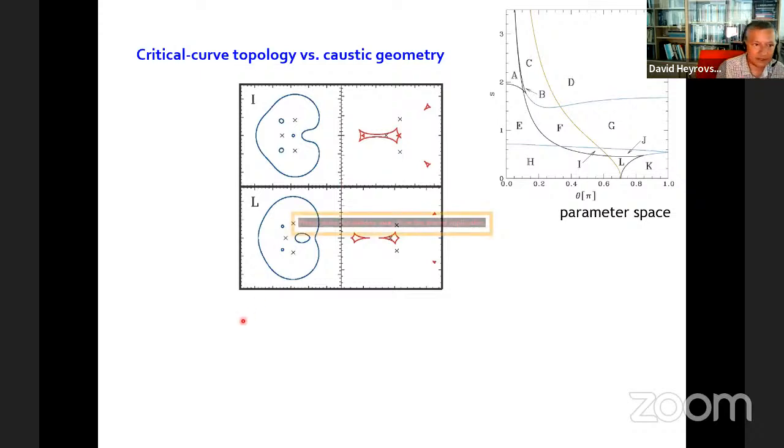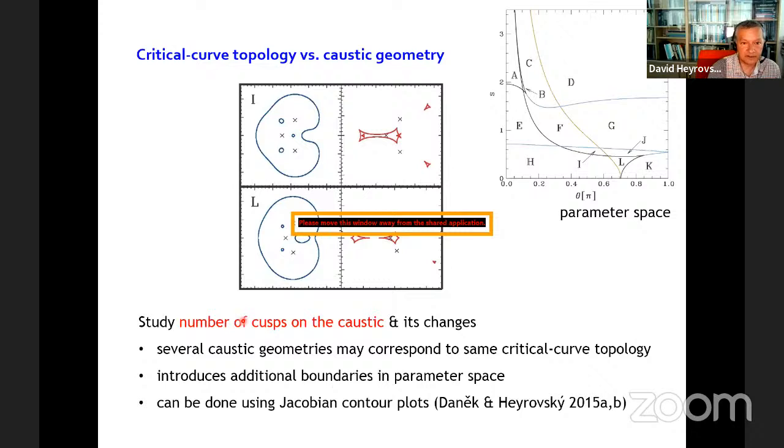So even though we define the first division of the lens regimes by the critical curve, if you look at the caustic, you have something even more complicated. In principle, you still have to study the number of cusps and how the number of cusps changes. The reason is that you can have several caustic geometries, as illustrated here, which correspond to the same critical curve topology. You can study this, and of course, this division by the changing number of cusps will introduce additional boundaries. So there will be all these boundaries plus additional boundaries in the parameter space.